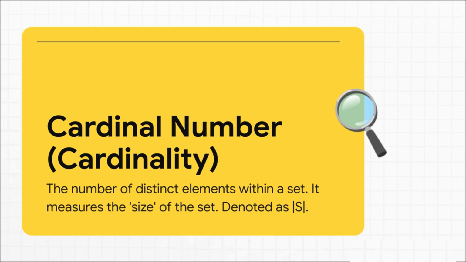It's just a fancy term for the number of distinct elements inside the set. And we write it with these two little vertical bars around the set's name, like you see here.